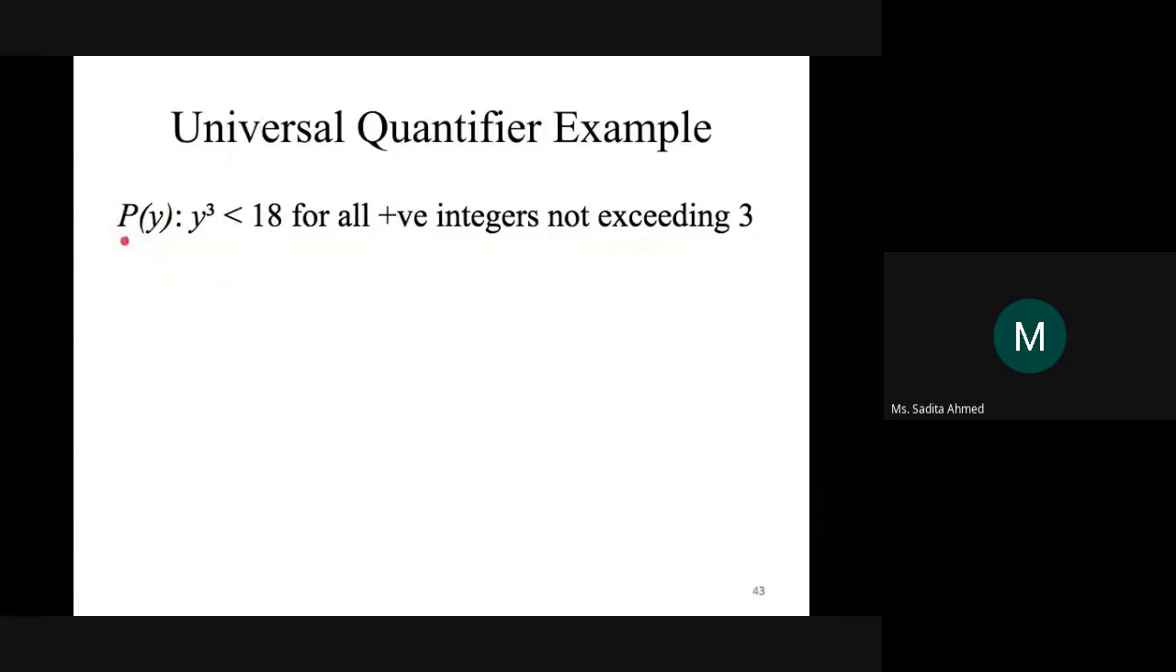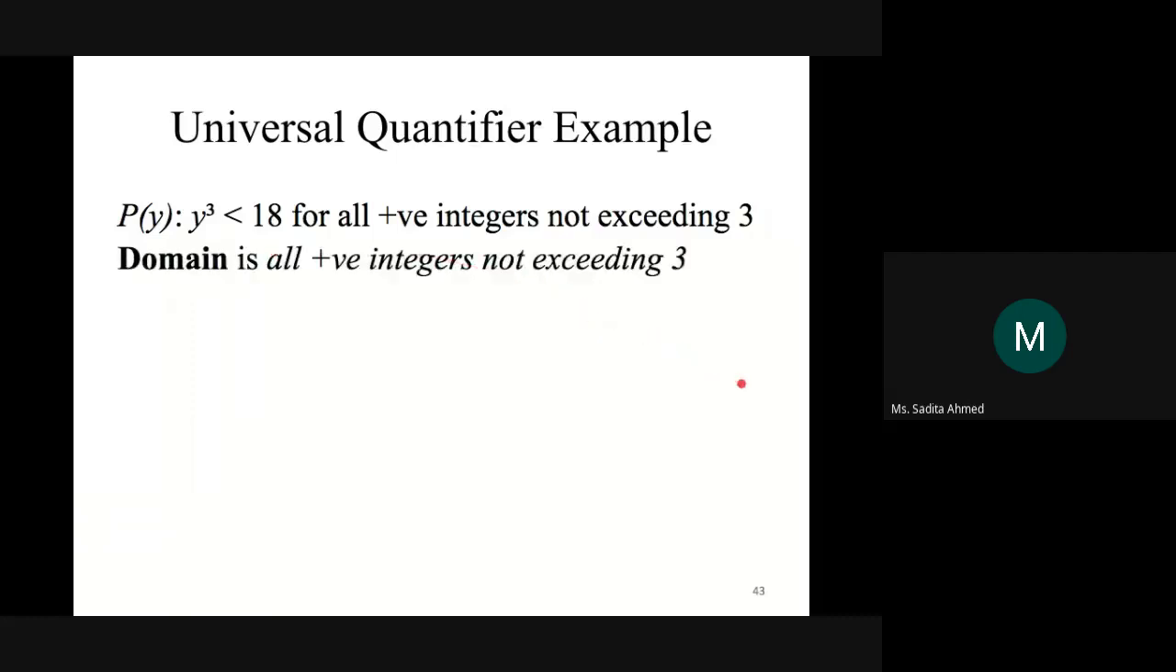So the propositional function that we have here states that y cubed is less than 18 for all positive integers not exceeding 3. In this case, let's say our domain for quantifiers. Remember, we always have to specify the domain. For this specific example, our domain can be all positive integers not exceeding 3, as it says in the propositional function itself.